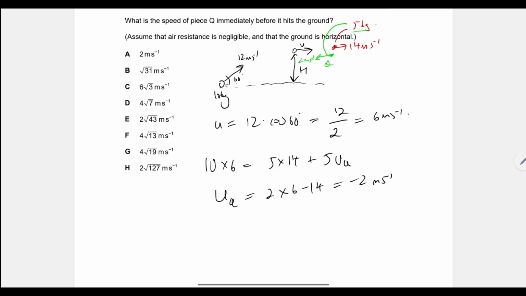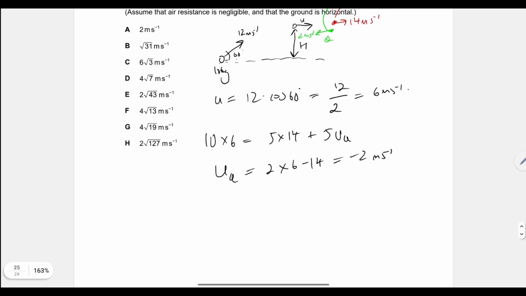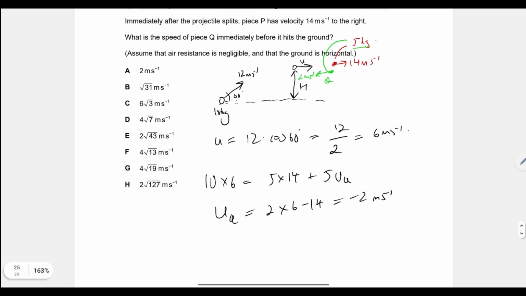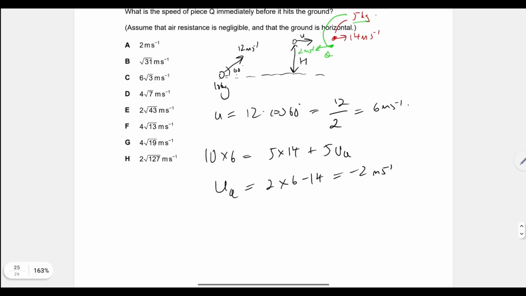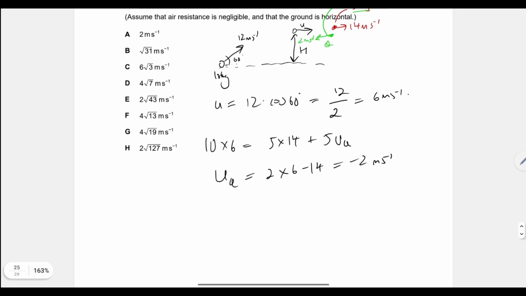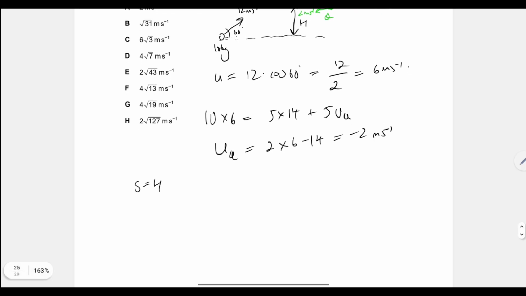Okay, and then it falls through a height h. So we need to know what that height h is. So let's think about the vertical component of motion of the projectile as it goes from here to there. We'll think about this vertical component of the motion. The distance it travels upwards is h. The initial component of that speed is 12 sine 60 degrees, which is going to be 6 root 3.